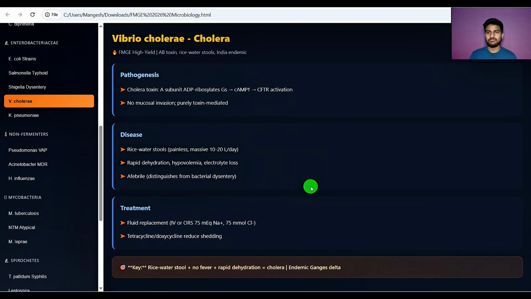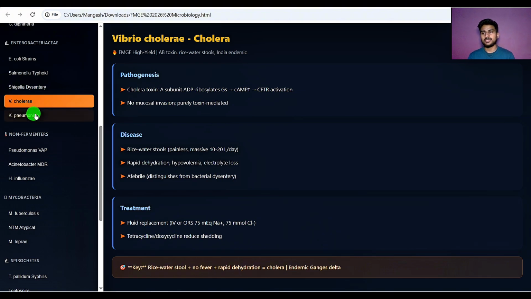The next thing is about the fever. There is no fever in Vibrio cholerae. We already discussed this in the previous section, so I won't be focusing on this much more, but this is what distinguishes it from bacterial dysentery. The treatment for Vibrio cholerae or cholera is fluid replacement therapy, and we can also use tetracycline or doxycycline to reduce the shedding.